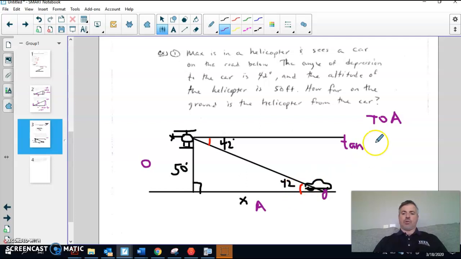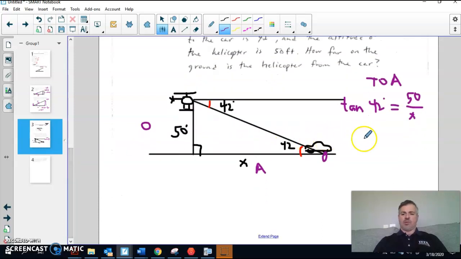The angle I have is this 42-degree angle. It's going to equal the opposite side, which is 50, over the adjacent side, which is what I'm looking for, x. So now x ends up in that denominator. So remember, when that happens, you need to switch these two out. So when I switch those two out, I end up with what?